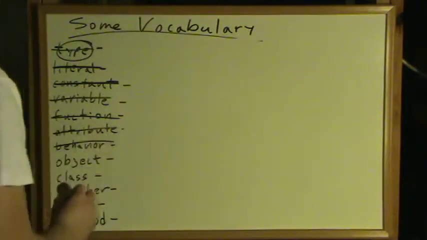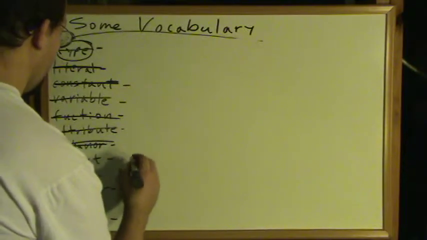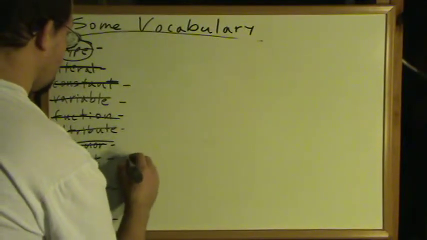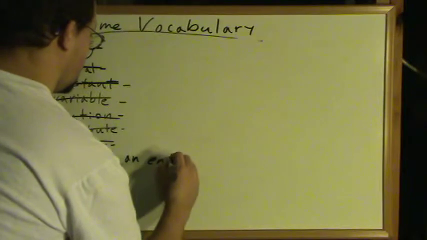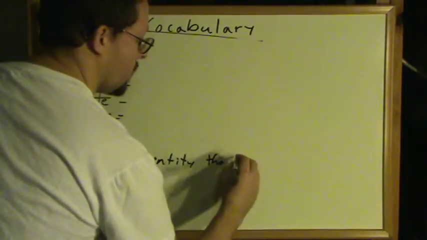An object. That's something a little bit harder to describe, and we're just going to have to satisfy ourselves with a very loose definition of this. I'm going to say an entity that has attributes and behavior.